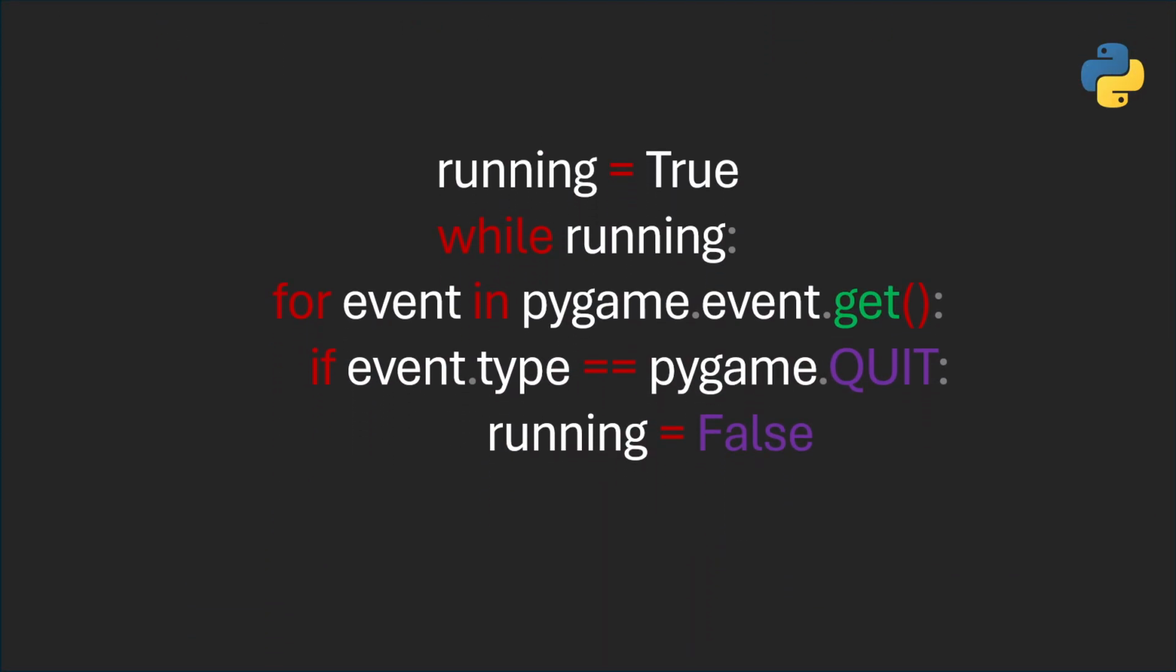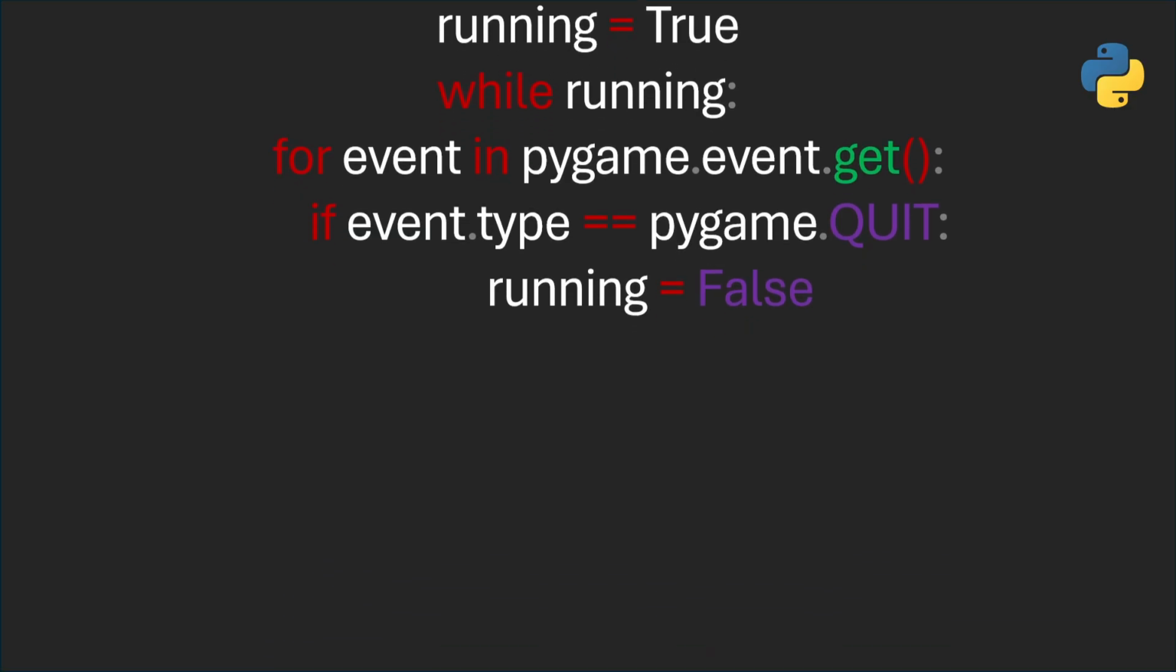Running equals True, so the game can run. While running, if for example the player presses the X button at the top right of the screen, it will quit the game instead of just freezing the game or doing nothing at all. And if that ever happens, running will equal False, which will close down the game.